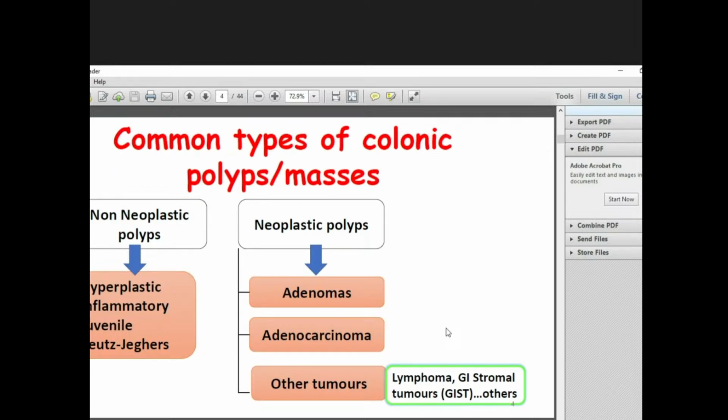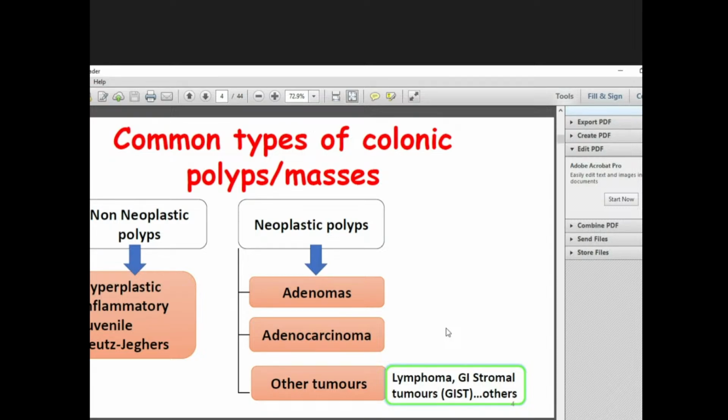Okay, so what are the different types of colonic polyps? We have non-neoplastic polyps. What do you mean by non-neoplastic? These polyps don't have a tendency toward malignant transformation of the same polyp into carcinoma. What are the non-neoplastic polyps? They are the hyperplastic, inflammatory, juvenile, and Peutz-Jeghers syndrome polyps.